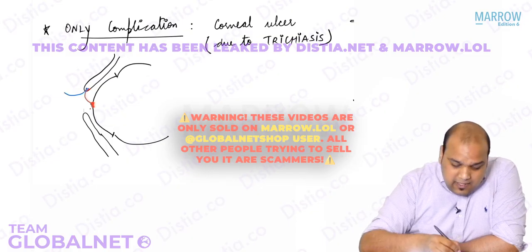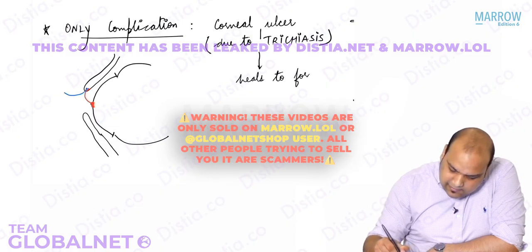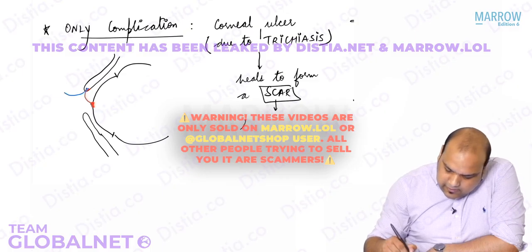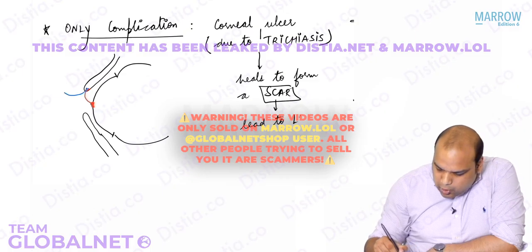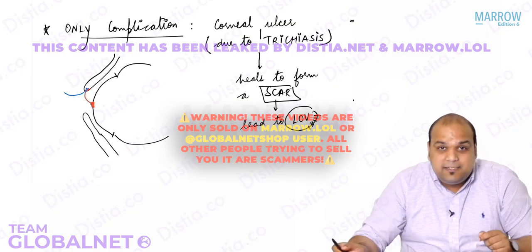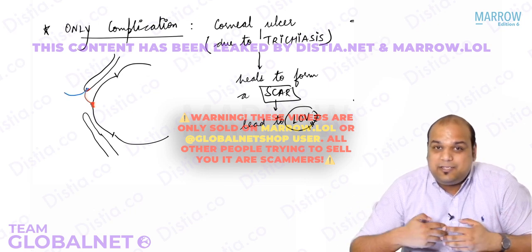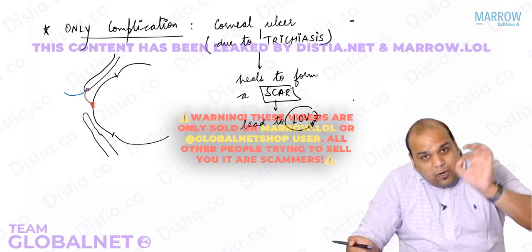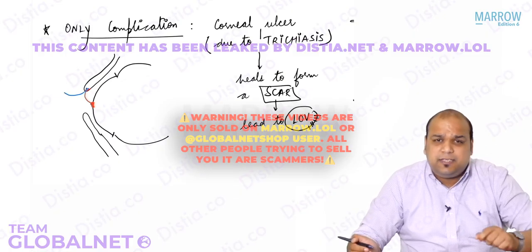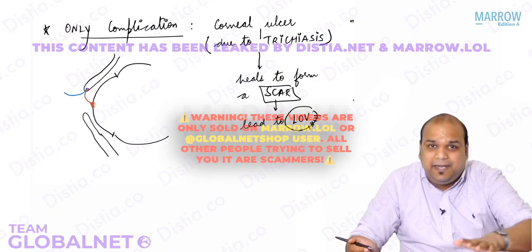Am I clear to everybody? This corneal ulcer heals to form a scar, and this scar will lead to loss of vision. Do you understand why trachoma is important? It is a conjunctivitis. So ideally, conjunctiva is not covering the cornea, so there is no interference with vision. But because of this complication, because of the associated trichiasis, we know that trachoma may lead to loss of vision, may lead to blindness, everybody.